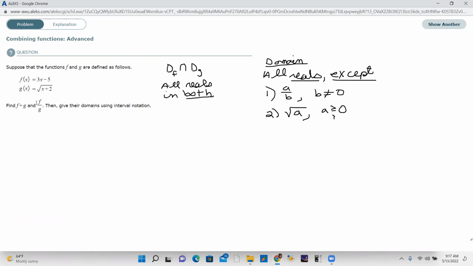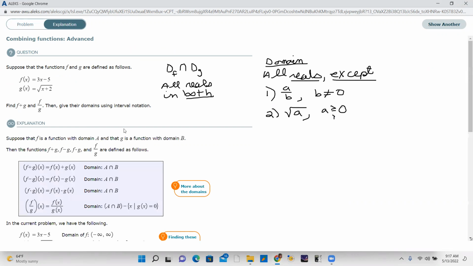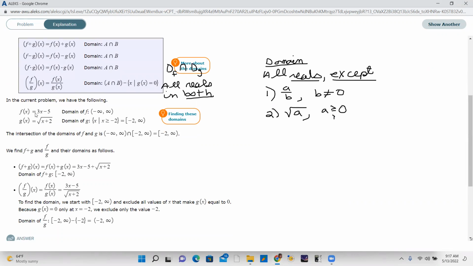Okay, you've got a radical here, and it's asking you to find a quotient. So for F, the domain is all real numbers from negative infinity to positive infinity. For G, if you solve for what's underneath and set that as greater than or equal to zero, X plus two greater than or equal to zero, and then subtract two from both sides, you get that the X that goes in there has to be greater than or equal to negative two. And that's in interval notation. So the intersection of those two is just the restricted part, because it has to work in both.